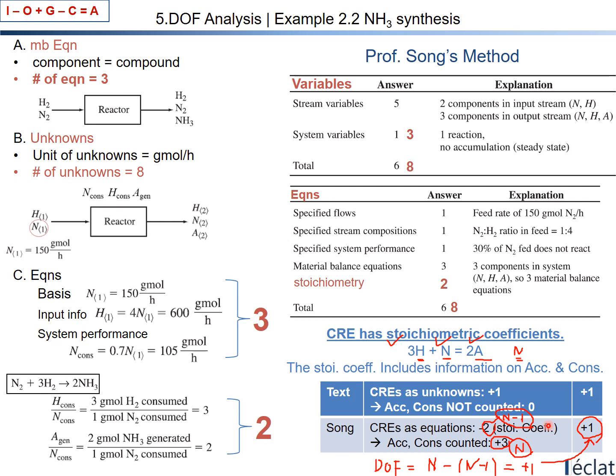So before the process calculation, you could use the textbook method for estimating the degree of freedom. However, for the process calculation, you will follow my method. It would be better.